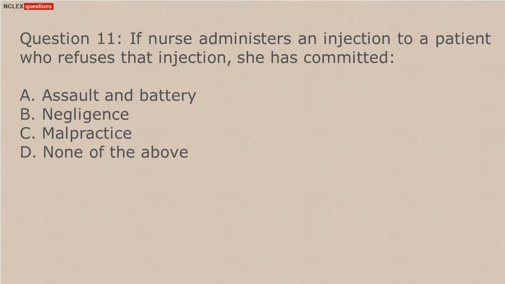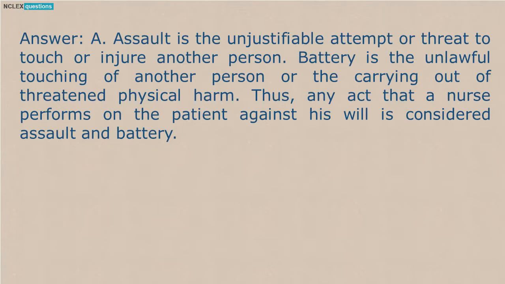Question 8. The family of an accident victim who has been declared brain dead seems amenable to all. Answer A. Assault is the unjustifiable attempt or threat to touch or injure another person. Battery is the unlawful touching of another person or the carrying out of threatened physical harm. Thus, any act that a nurse performs on a patient against his will is considered assault and battery.